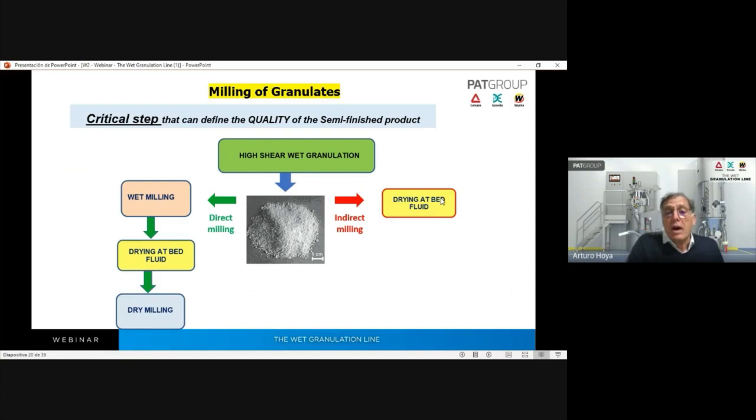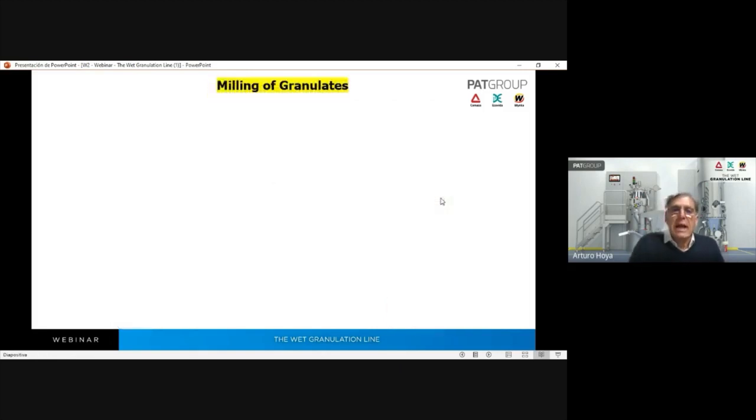In the case you make indirect milling, you put the wet granules directly in the fluid bed dryer, and then when the granules are dry, you do dry milling. These are the two possibilities.